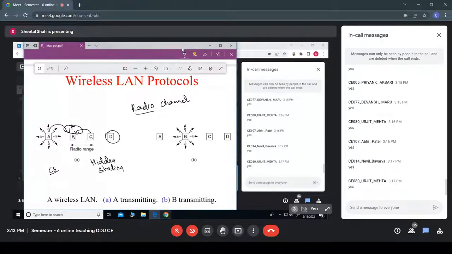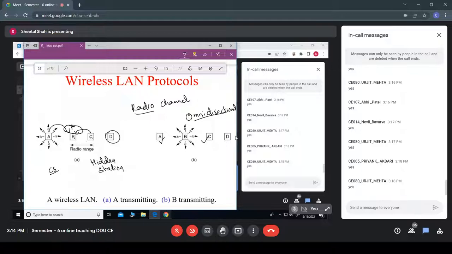Now suppose B wants to transmit to A, and when the transmission is carried out, it is omnidirectional. What do you mean by omnidirectional? It is in all directions. It is not that it is only in this direction or in that direction. Are you getting my point? Also, when B is transmitting, A is receiving, I mean, A can hear as well as C can hear. But D is not in the range of B.